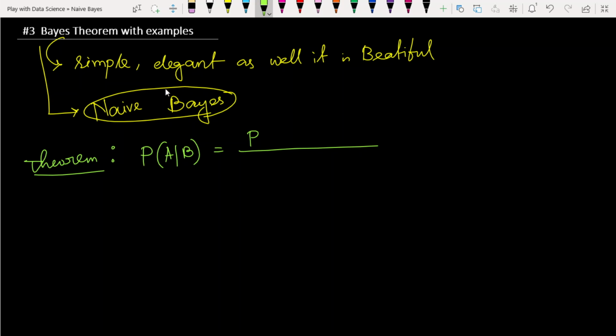We will prove the Bayes theorem. First write down the statement: probability of A given B equals probability of B given A, times probability of A, divided by probability of B. This holds if probability of B is not equal to 0. See the mathematical term first, then we will discuss its real world meaning and geometrical interpretation.